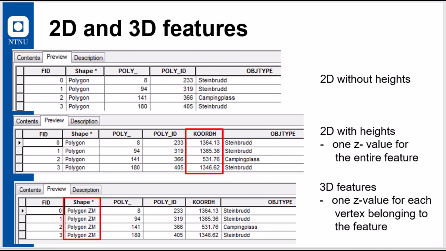Having the Z coordinates as part of the shape geometry is becoming the standard for most official vector data. At least this is so in Norway. The benefit of having the Z coordinate as part of the geometry is that there will be one Z value for each vertex belonging to the feature.